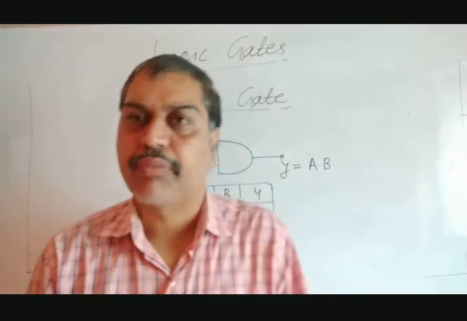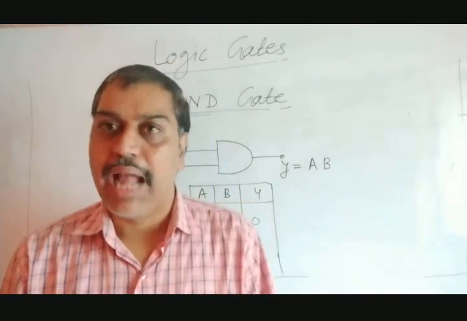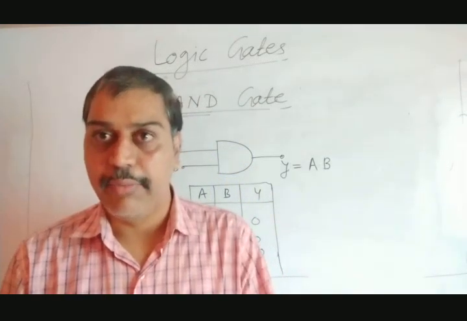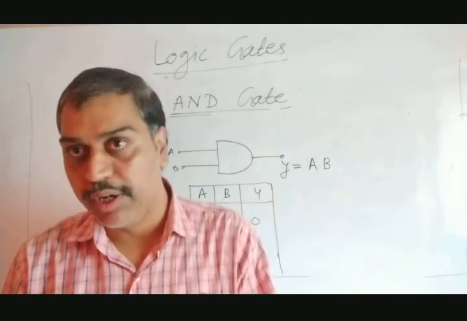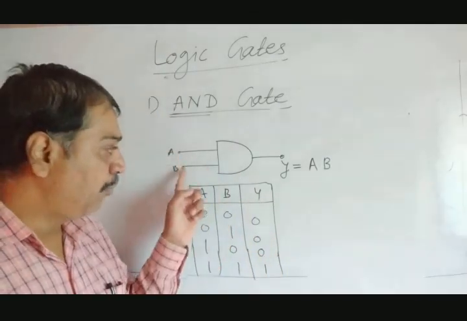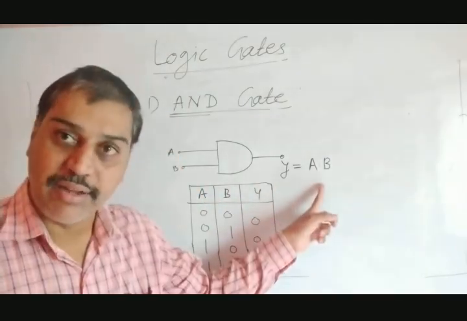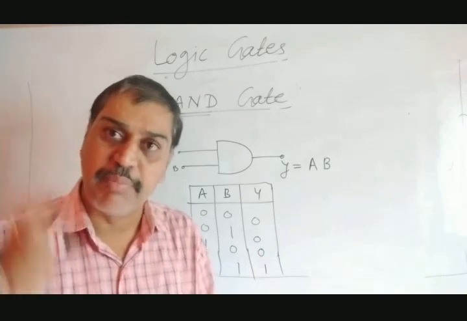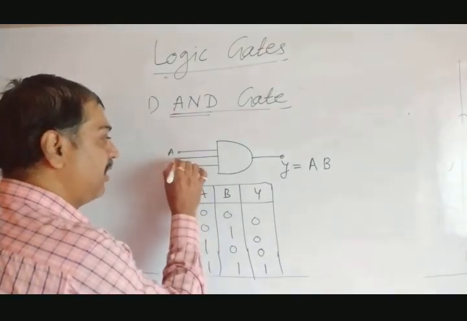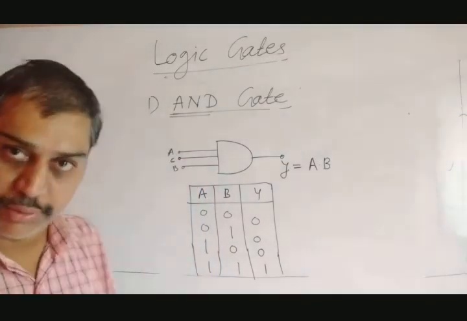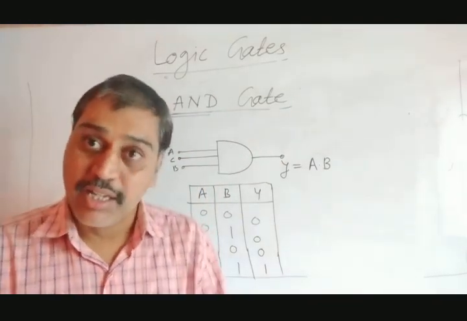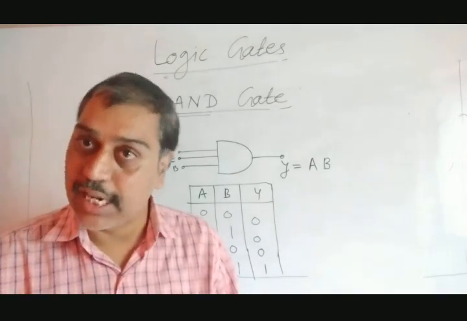Now remember, this is about the AND gate. But I have told you initially that a gate is a circuit which has two or more inputs but only one output. What we have learned here is a two-input, one-output gate. Suppose it has three inputs, A, B, and C. Then we have to draw the truth table. How many inputs does it have? Three. So how many possible combinations do we have to consider?